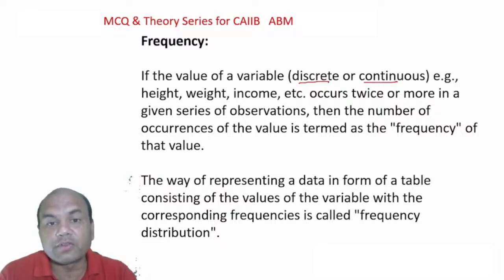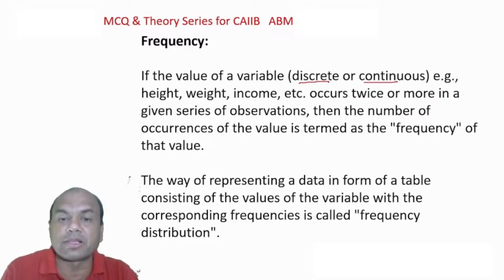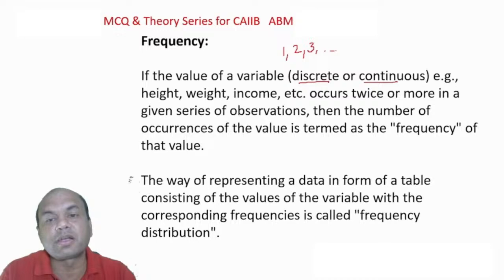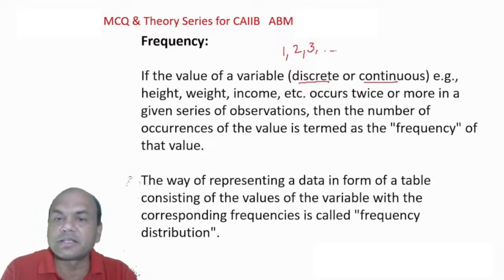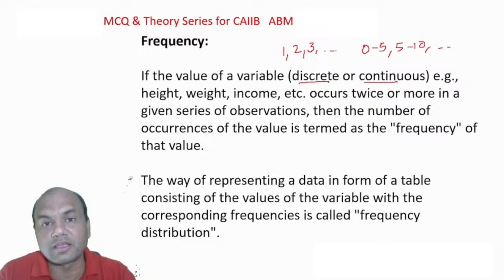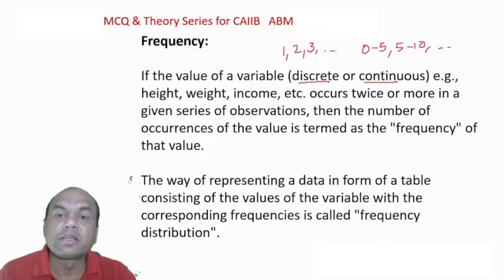So if the value of the variable, whether it's discrete or continuous: discrete means separable, like 1, 2, 3. Each can be separated. Continuous means, suppose, like this, 0 to 5, 5 to 10. These are all continuous variables, which occur in a gap or a fixed interval.